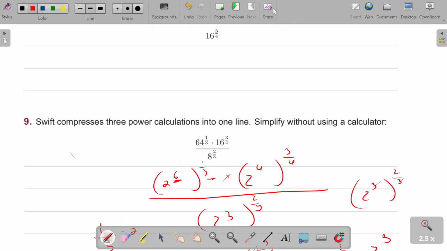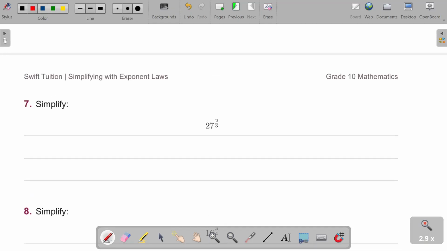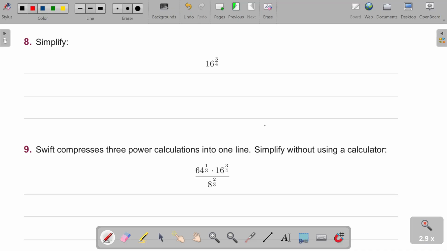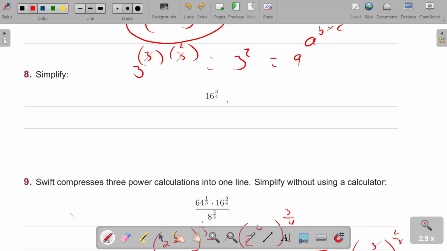And then the final question says that Swift compresses 3 power calculations into one line, and we're asked to simplify without using a calculator, which is what we just did. My bad, no. Okay, I skipped one. So we did this one. We didn't do this one. Apologies. All right, so this is 16.